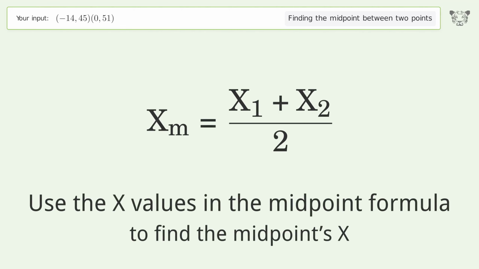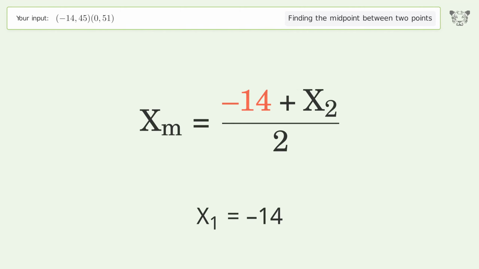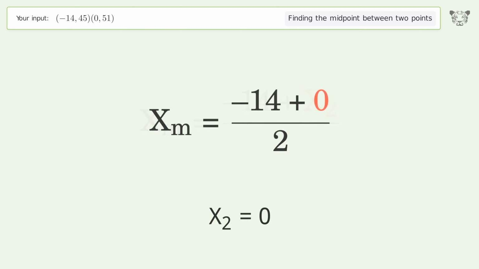Use the x values in the midpoint formula to find the midpoints x. x1 equals -14. x2 equals 0. Simplify the arithmetic.